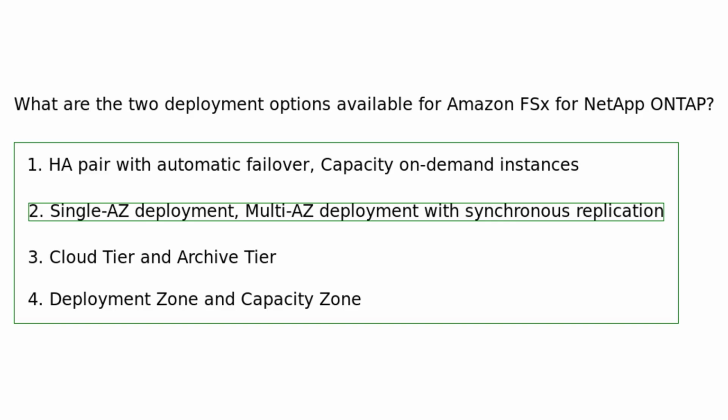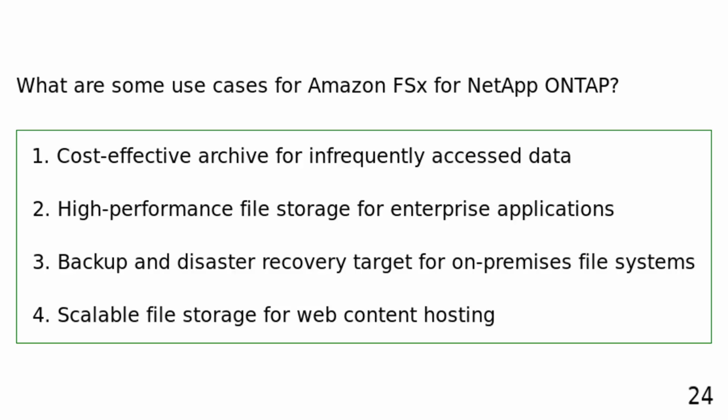Amazon FSx for NetApp ONTAP offers single AZ deployments for cost-effective scenarios and multi-AZ deployments with synchronous replication for high availability. What are some use cases for Amazon FSx for NetApp ONTAP? Cost-effective archive for infrequently accessed data. High-performance file storage for enterprise applications. Backup and disaster recovery target for on-premises file systems. Scalable file storage for web content hosting.